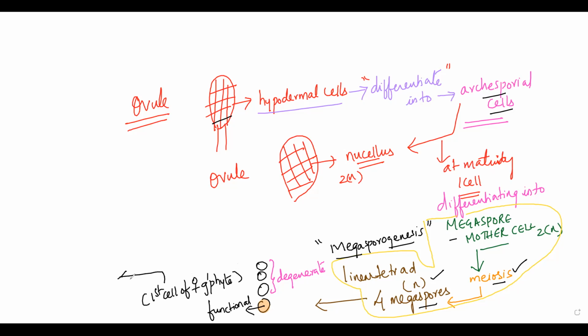Okay. Now, this functional megaspore, what it does is it undergoes mitosis. So, how many nuclei will be produced? 2, right? Because it will undergo what? Mitosis process. It will produce 2 nuclei. Now these nuclei will be migrating to the opposite ends. One to the top, one to the bottom. Okay. They are being moved apart.